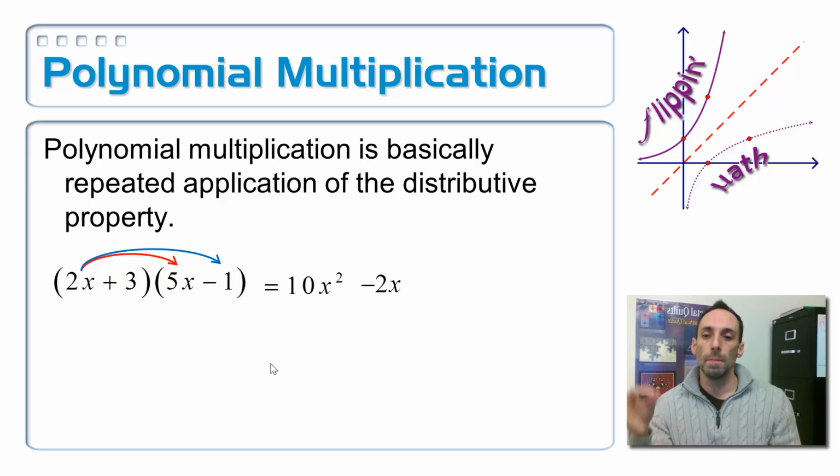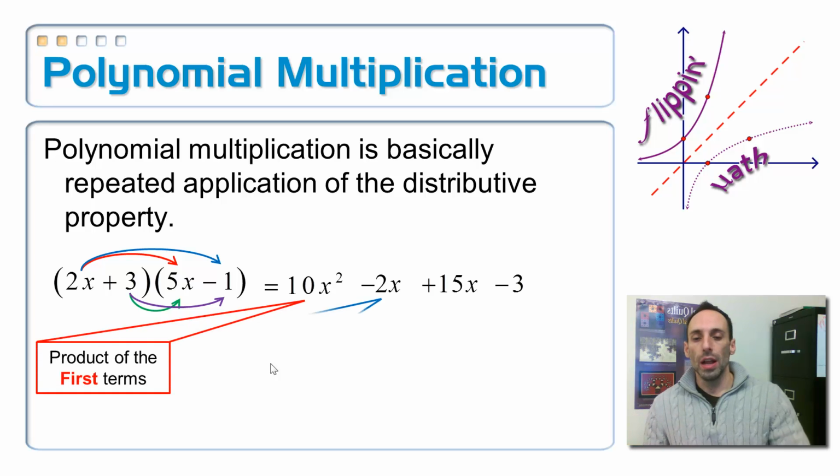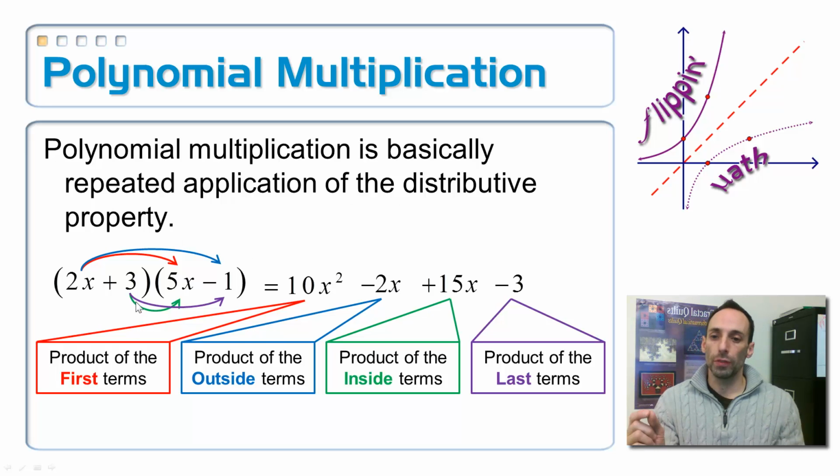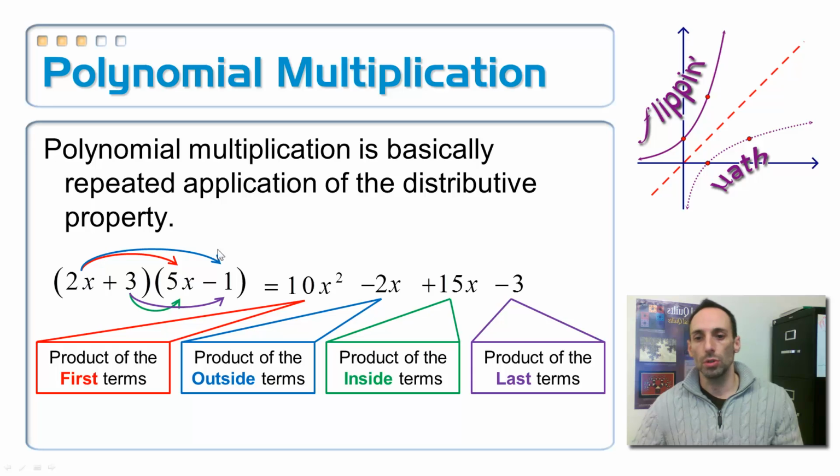Now I have to distribute the positive 3 to both things. So positive 3 times the 5x gives me plus 15x. And then the last one, 3 times the negative 1 gives me a negative 3. When I look at these terms here, that 10x squared is the product of the first terms, 2x times 5x. The negative 2x comes from the product of the outside terms, which is the 2x times the negative 1. The 15x comes from the inside terms, the 3 times the 5x. And then finally, that negative 3 is the product of the last terms.